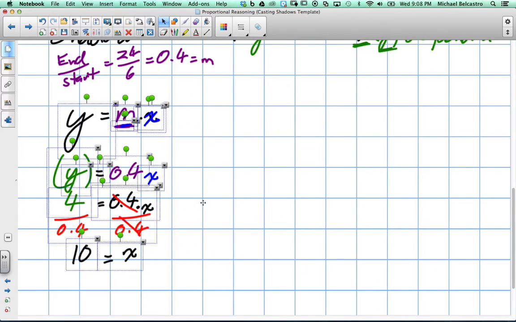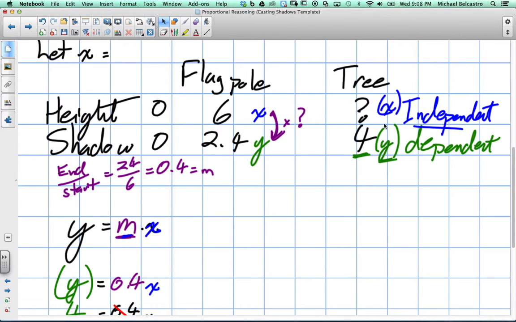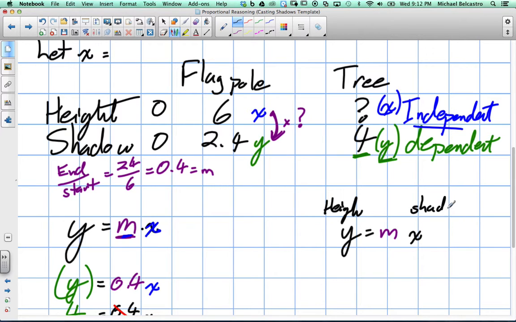Now, I'm going to quickly show you something. Say you set that up backwards by accident, and maybe you called your tree your y. Okay, so say you did it like this. Maybe you set up your equation, y equals m times x, that's great, but you said that y was height instead. Remember, we had y as the shadow before, and x was your height. Okay, well, if we do that, we just have to use the opposite rate. We'd be going from shadow to height, right?